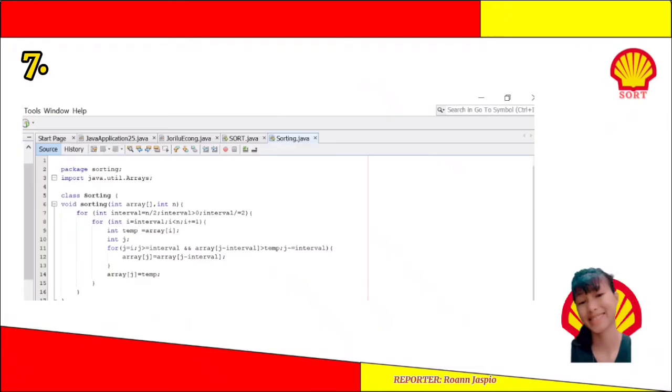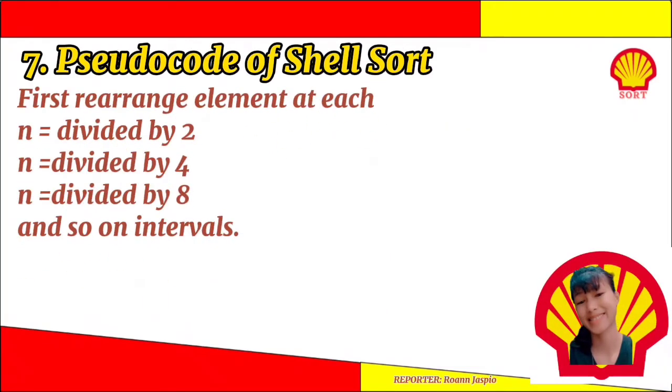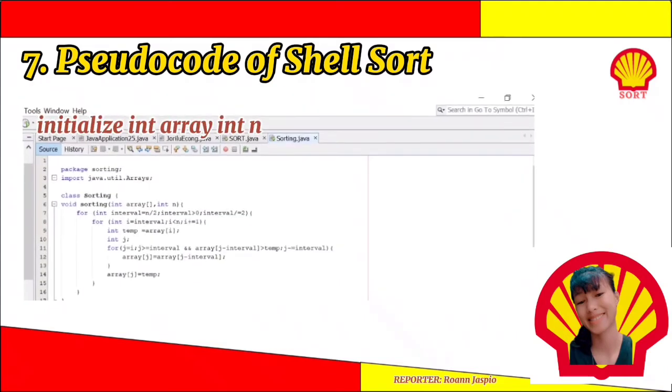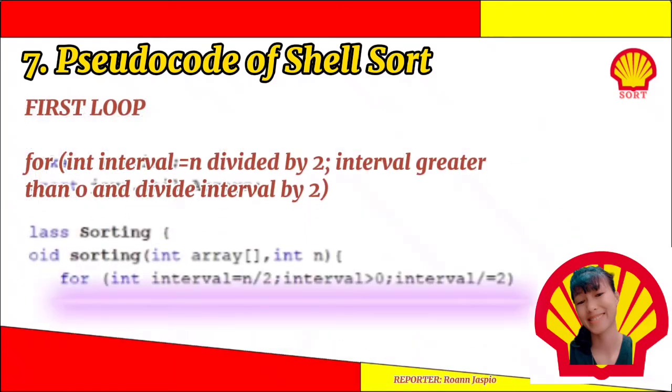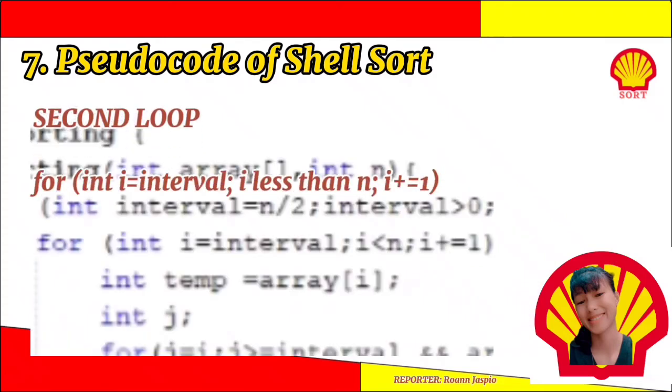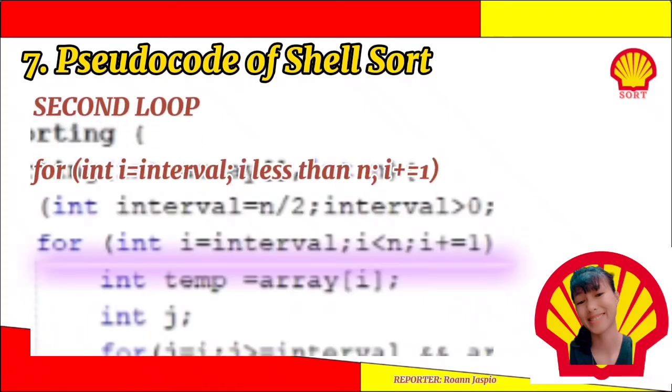Now, let's move on to the pseudocode. First, rearrange element at each n divided by 2, n divided by 4, n divided by 8, and so on intervals. Void sorting. Initialize int array, int n. First loop, for int interval equals n divided by 2, interval greater than 0, and divide interval by 2. Second loop, for int i is equal to interval, i less than n, i increment 1.